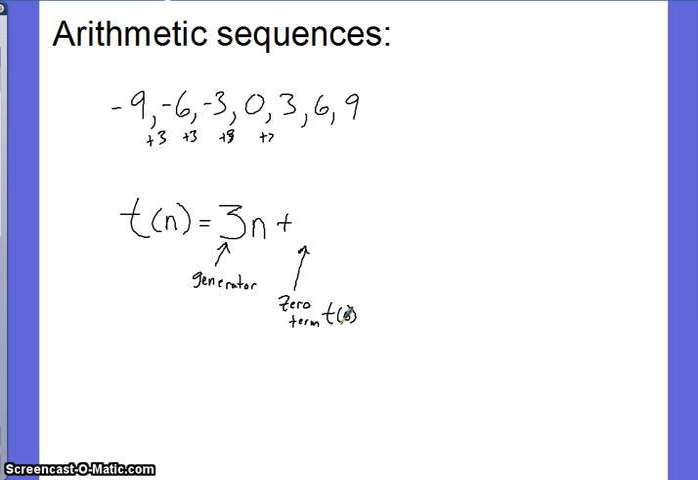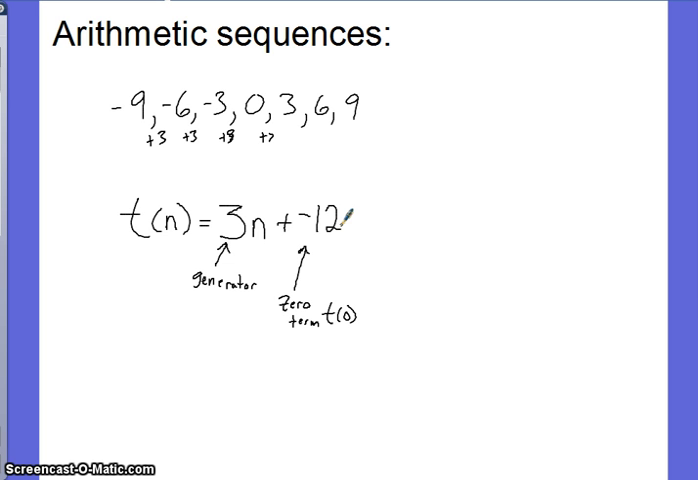Well, here's t sub 1, right? So if I want to find my 0th term, or the term right before this, if I'm adding 3 to get to my next term, that means I need to go backwards and subtract 3. So it's going to be -12. So my explicit equation here: t sub n equals 3n plus -12.